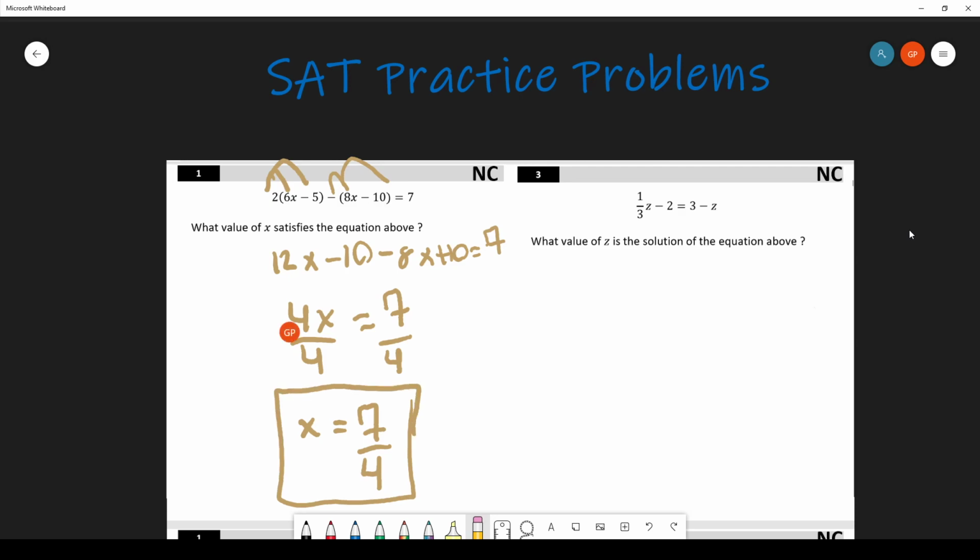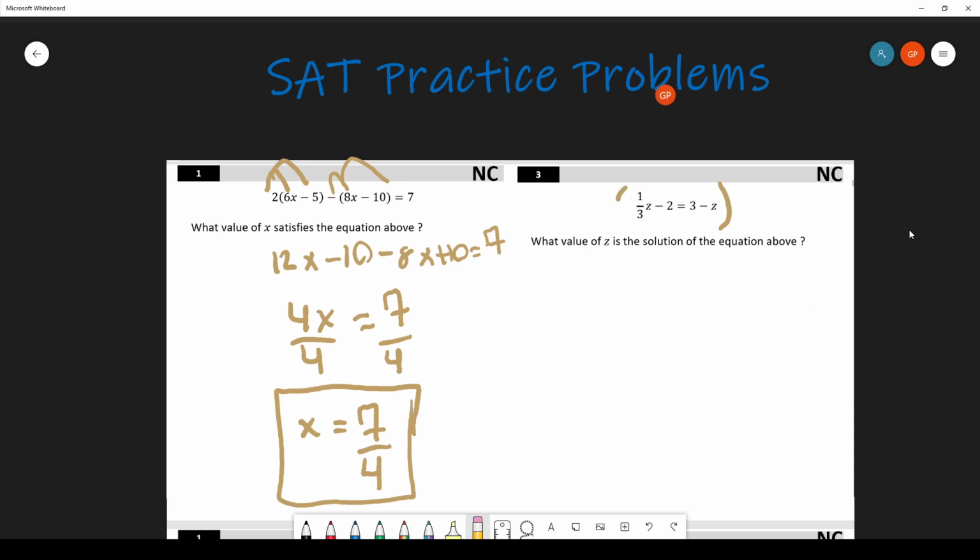So the next problem reads 1/3 z minus 2 is equal to 3 minus z. What value of z is the solution of the equation above? Now, some of you guys might not be good with your algebra, and fractions like these might scare you, but something we can do to eliminate this fraction is to multiply the entire equation by 3 to get rid of it. So that's what we're going to do in this situation.